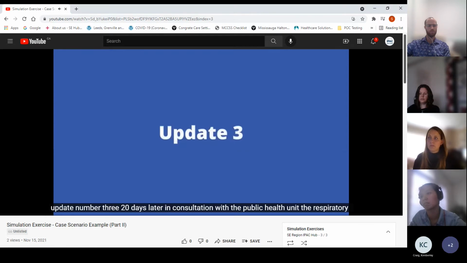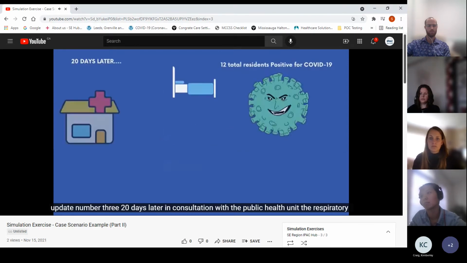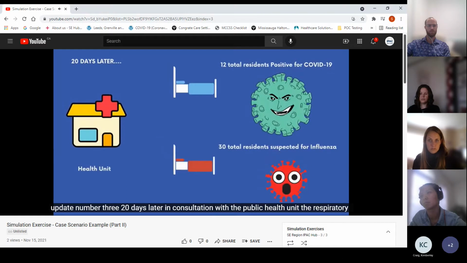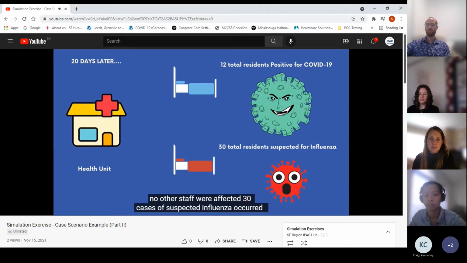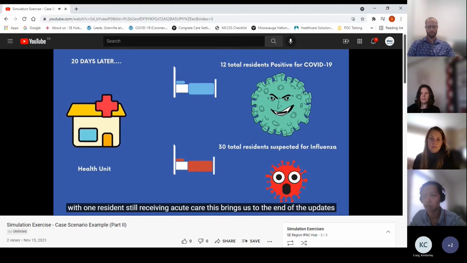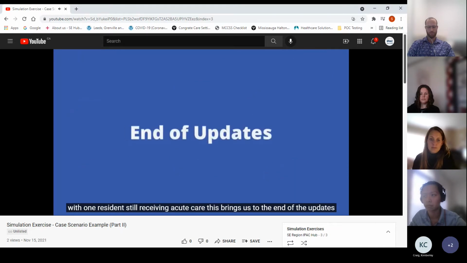Update number 3, 20 days later. In consultation with the Public Health Unit, the respiratory outbreak has been declared over. 12 cases of COVID-19 were confirmed among residents. No other staff were affected. 30 cases of suspected influenza occurred, with 1 resident still receiving acute care. This brings us to the end of the updates.